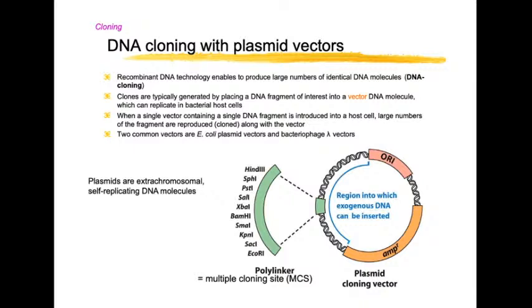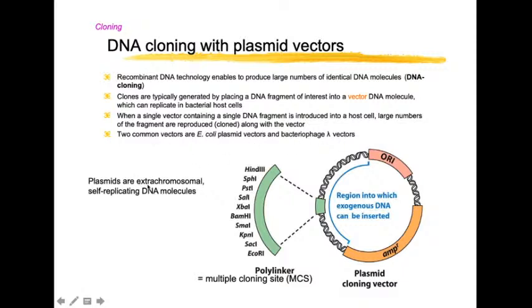So DNA cloning with plasmid vectors. Your recombinant DNA technology enables to produce large numbers of identical DNA molecules. Clones are typically generated by placing a DNA fragment of interest into a vector DNA molecule, which can replicate in bacterial host cells. So when a single vector containing a single DNA fragment is introduced into a host cell, large numbers of fragments are reproduced along with the vector. So two common vectors are E. coli plasmid vectors and bacteriophage vectors.